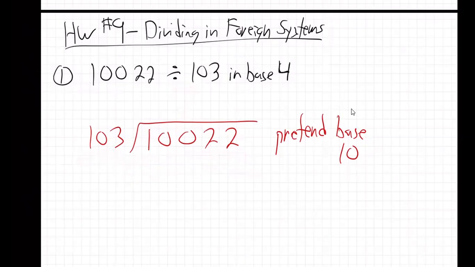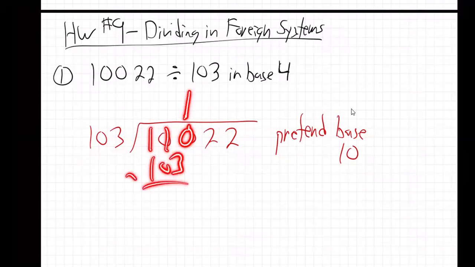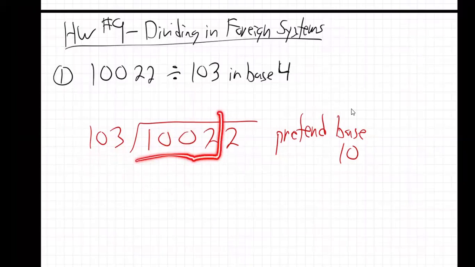Yeah, you go into what you can first. 103 doesn't go into 100. If this was like 104, I would go one time, right? If it was 104, I would say, oh yeah, 103 goes into that. Or maybe if this was like 110, then I would do it one time, and that would be 103, and then I would subtract. But it's not. It doesn't go into 100, so then you've got to go further. You go into the first number that you can fit into. So 103 does go into 1,002.